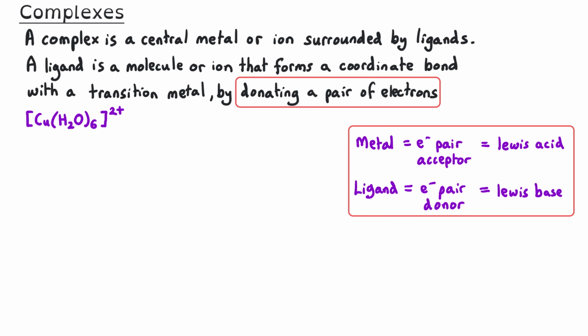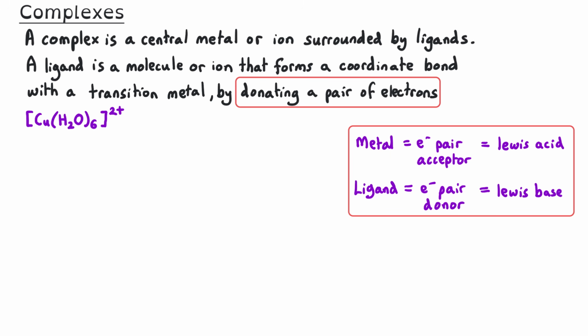that's the electron pair acceptor, also sometimes called a Lewis acid, and we can see that the ligands on this occasion are water molecules, the electron pair donors. To be a ligand, something must have an electron pair to donate, a lone pair, and this is sometimes referred to as a Lewis base.